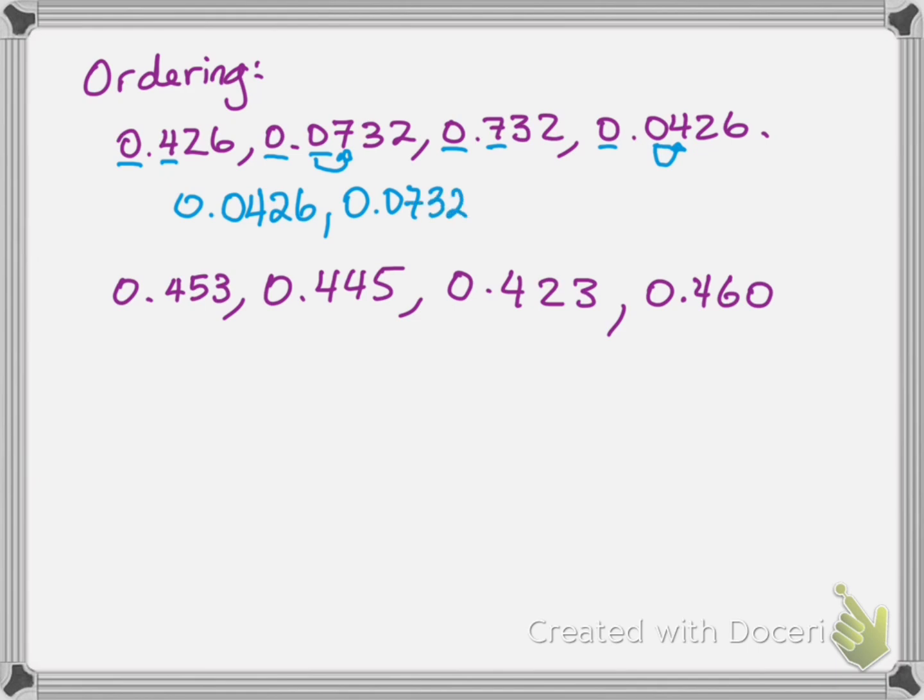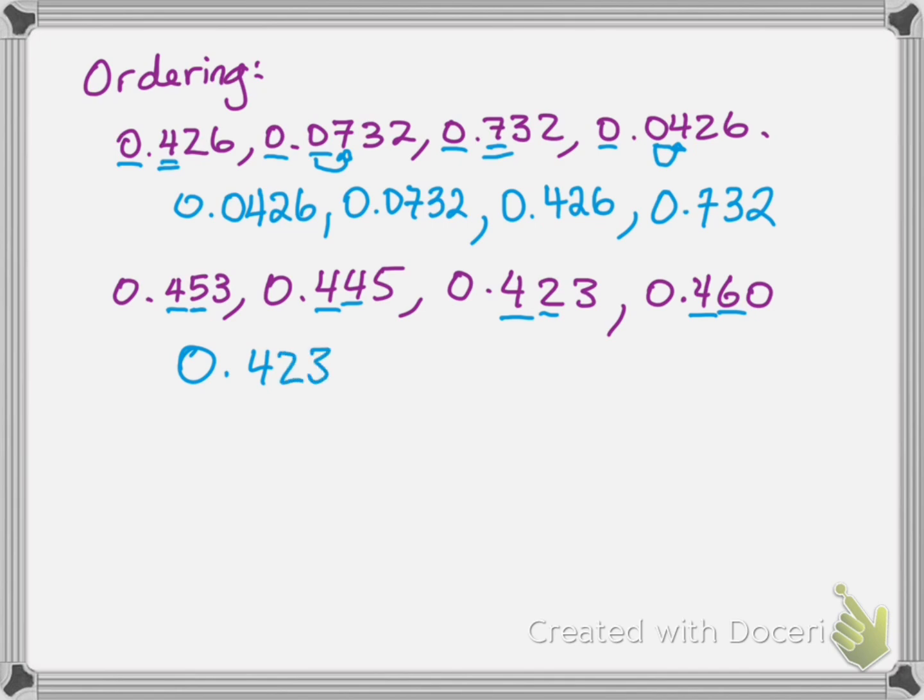Then we go back to seeing our first number, and we have 4 and 7 there. So we'll have to put 426 thousandths and then 732 thousandths. Let's do another example. Again, all the ones and zeros, so we start with the tenths, and all the tenths are 4s. So now we have to check the hundredths place. And the hundredths place, the smallest is 2, so we start with 423 thousandths.